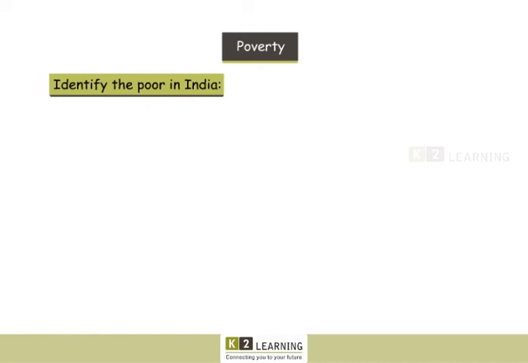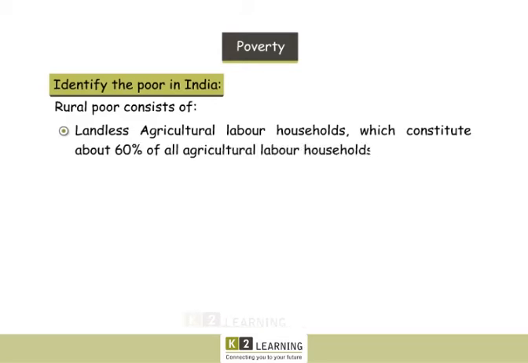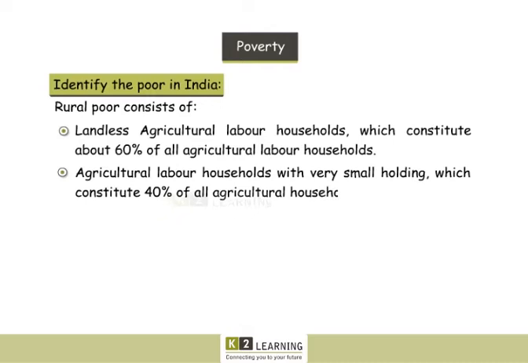Let us now identify the poor in India. Rural poor consists of landless agricultural labor households, which contribute about 60% of all agricultural labor households. Agricultural labor households with very small holding, which constitute 40% of all agricultural households.